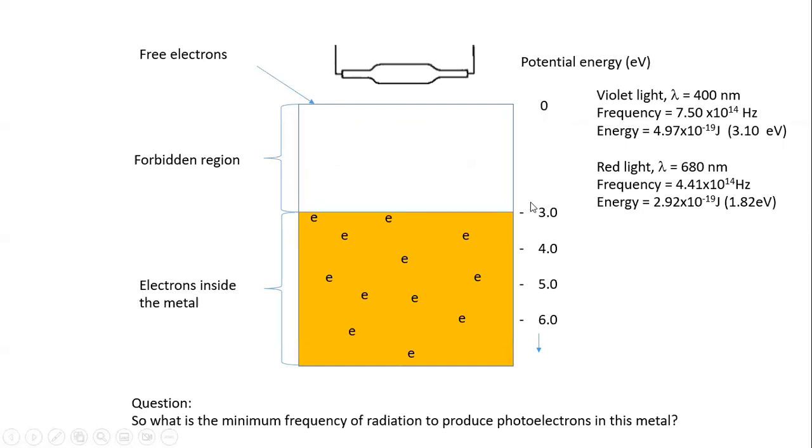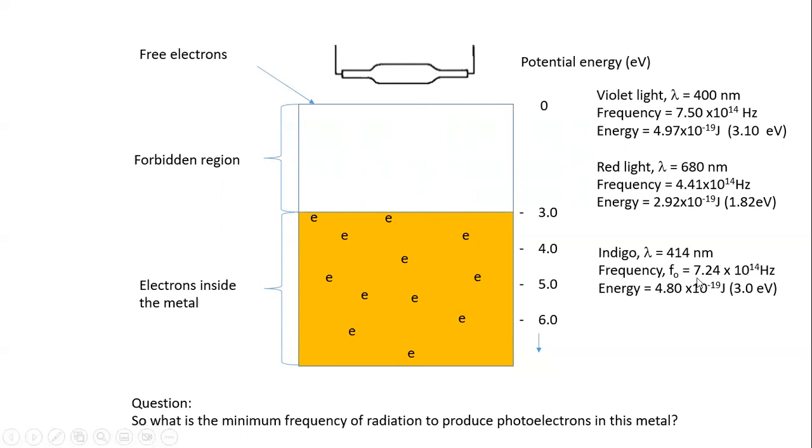Okay, question. What's the minimum frequency of radiation to produce photoelectrons in this metal? When I shine violet light, I produce photoelectrons. When I use red light, nothing. So what's the minimum frequency? To find the minimum frequency, we equate the energy of the photon to 3 electron volts. That means a photon must come in with exactly 3 electron volts. Then electrons that have this maximum potential energy of 3 electron volts can absorb this photon and come out. So that's the minimum amount of energy.